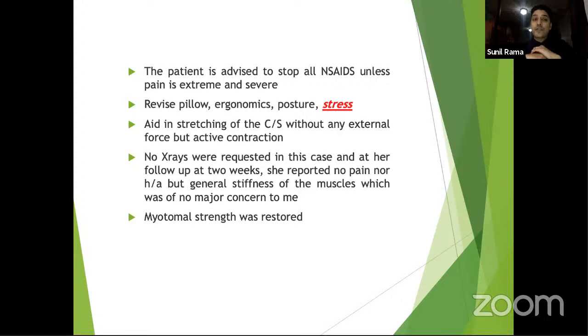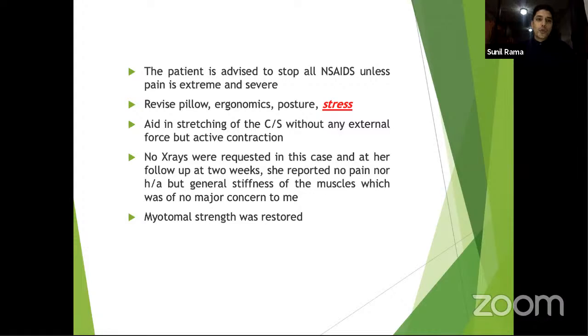Also aid in stretching of the cervical spine range of motion with no external force, but active contraction, meaning that here I just tell the patients to turn the neck from side to side, ear to shoulder, and ear to shoulder. I don't allow any hands to be placed as an excessive force, because it just may be too overwhelming for the nervous system and the patients in this much of acute pain. No x-rays were requested in this case.